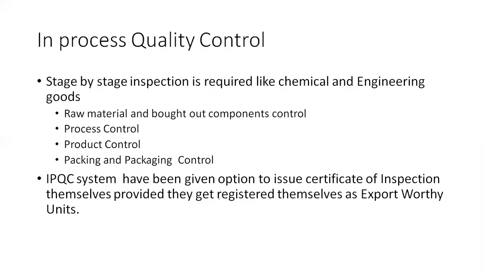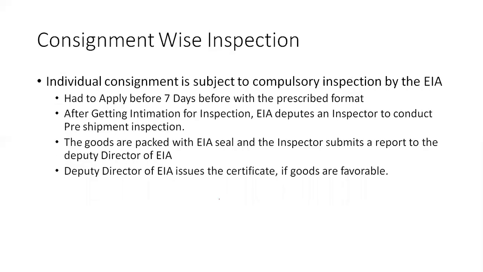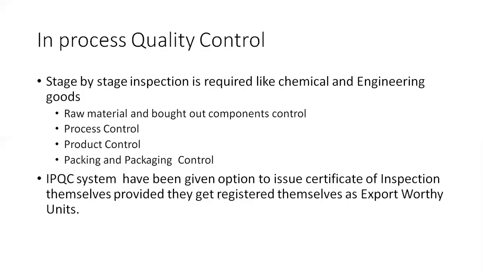Now here, this is what you need to understand. For consignment-wise inspection, you need to invite the EIA inspector. In-process quality control: if you are able to match the standards mentioned by EIA, and if you are an export worthy unit, for that you need to apply to EIC. Once they are satisfied and they issue export worthy unit status, then you can go ahead with such things. You can certify yourself, you can prove that everything is automated, so no need to verify, everything is machine based.